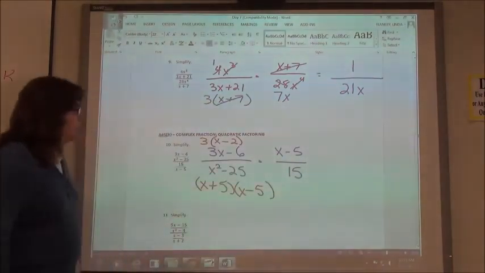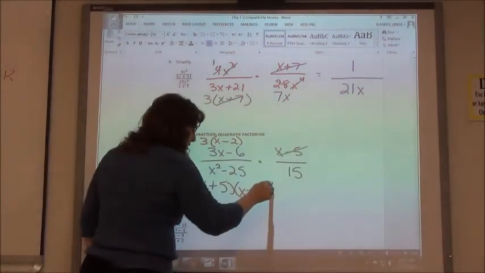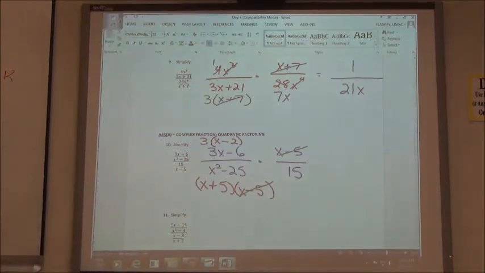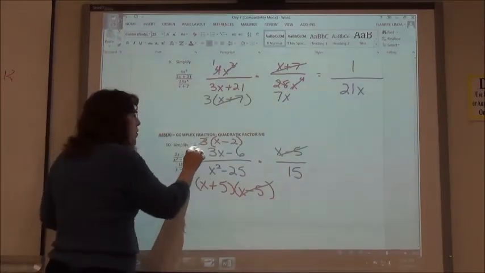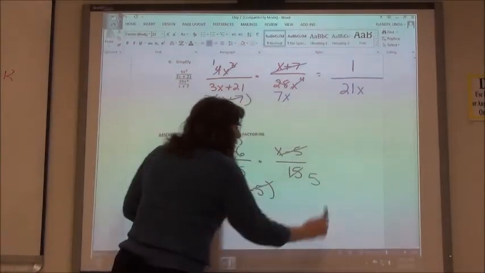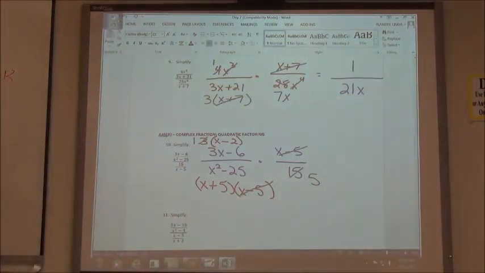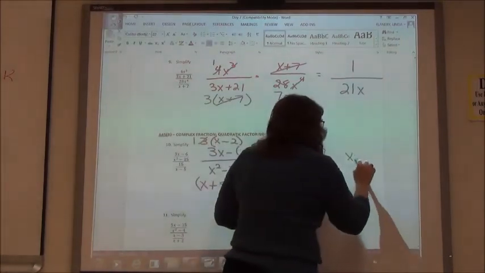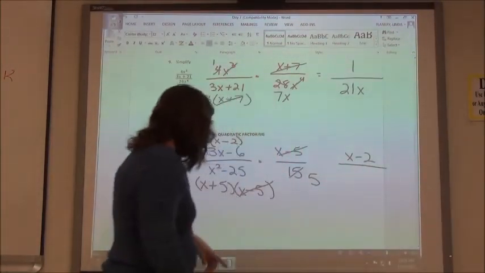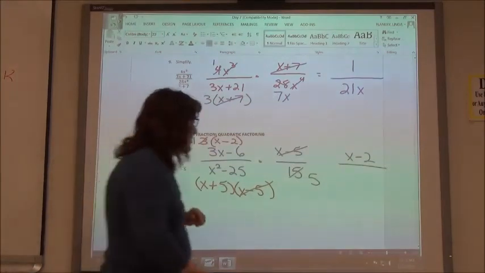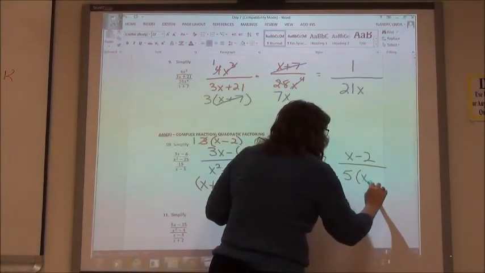We can cancel out the x minus 5's, right? We can also reduce the 3 with the 15. 3 goes into here once and into 15 5 times. So on top, the only thing we're left with is the x minus 2, because we don't need to write 1 times x minus 2. On the bottom, we have the 5 and the x plus 5. So 5 times x plus 5.